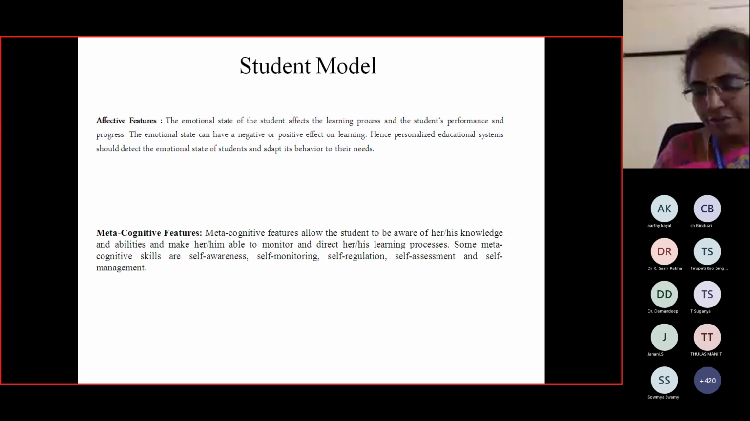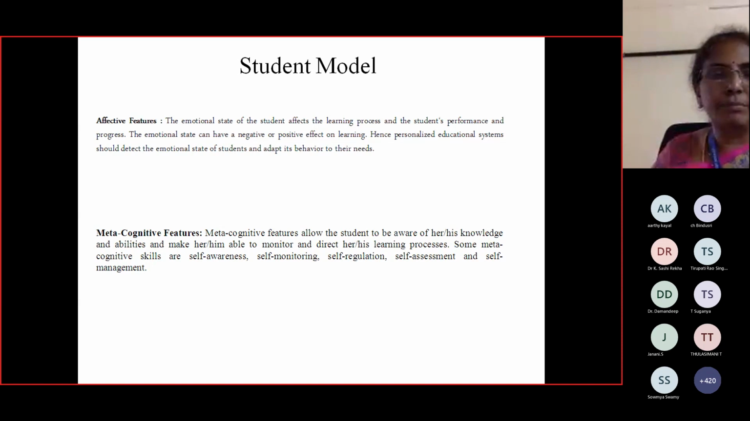And next are the affective features, that is, the emotional state of the student. The emotional state of the student is equally important, because if he is emotionally sound and positive, then learning happens in a much better manner. So the emotional state, whether he is in a positive state or a negative state. If he is making mistakes repeatedly, then we need to understand the underlying cause of the mistakes. For that purpose, we need to model even the affective, that is, the emotional state of the student.